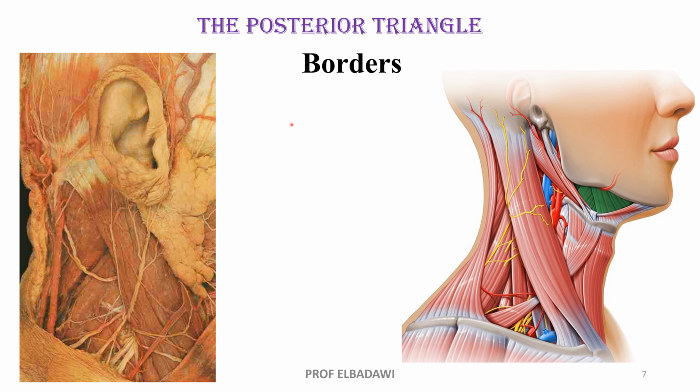Starting with the borders of the posterior triangle, that triangle has an anterior border which corresponds to the posterior border of the sternocleidomastoid, that line here and here, a posterior border which is the anterior border of the trapezius muscle, an apex which is the meeting of the two borders at the superior nuchal line, here you can see it there, and a base which corresponds to the middle third of the clavicle down. These are the borders of the posterior triangle.